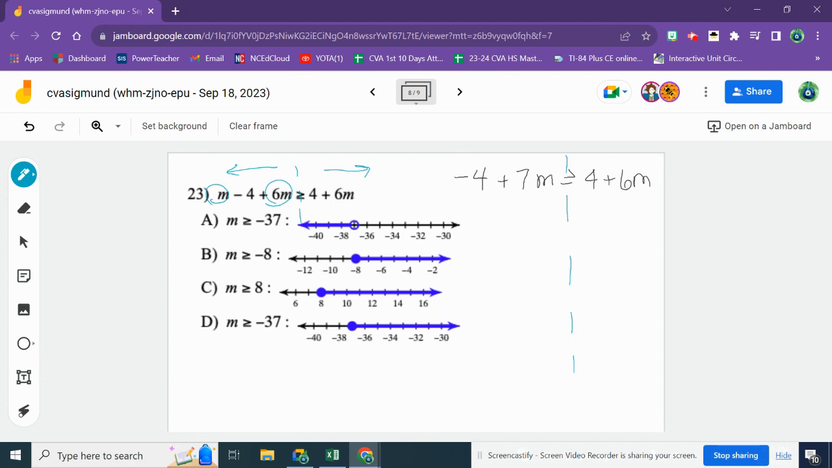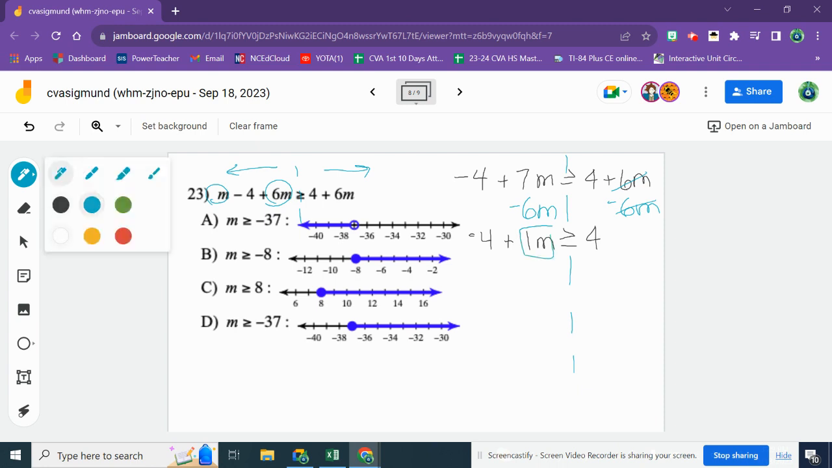I would move my 6m. I'm going to subtract it because that's the opposite of that addition. So my 6m's are gone. And now I'm looking at a -4 plus. I had 7. I lost 6, means I have 1. And then 4. So close to by itself. But what's over here on that side that needs to move?